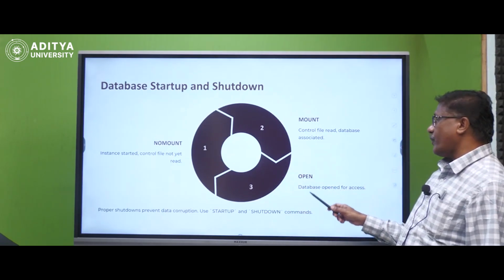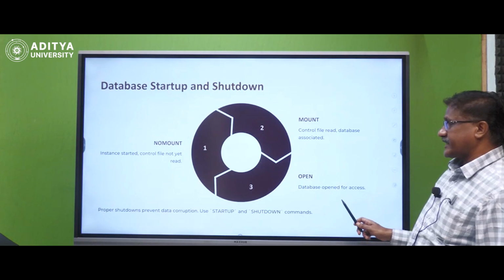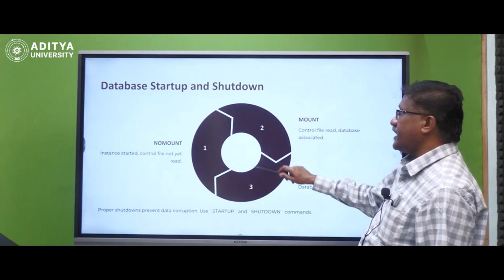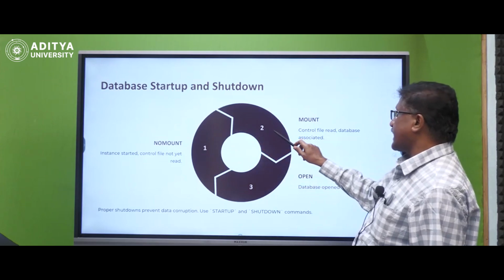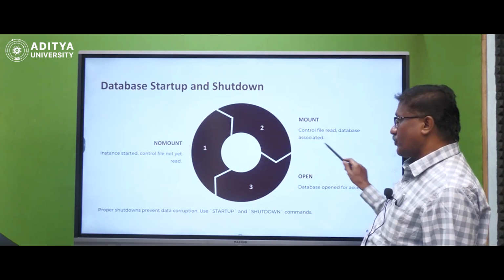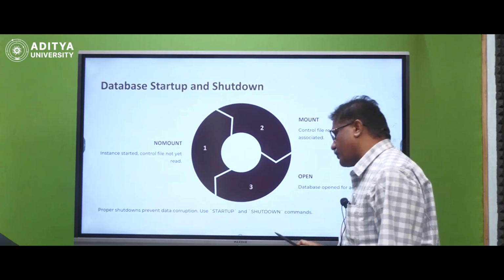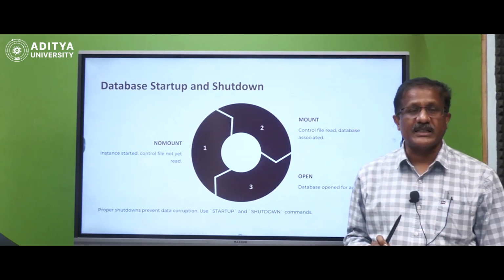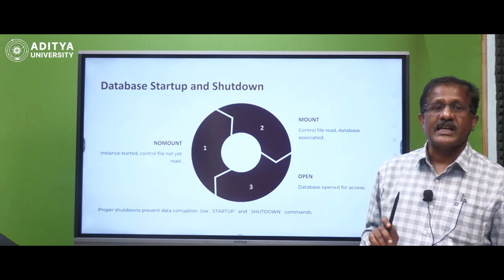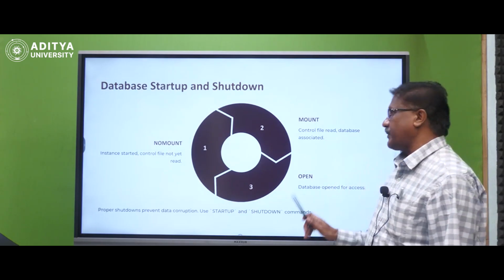And the third is OPEN, where the database is open for access. These are the three parts: first NOMOUNT, second MOUNT, third OPEN. That is the database startup and shutdown process. It proposes a proper shutdown to prevent data corruption, because data corruption is one of the problems associated with databases if not handled properly.